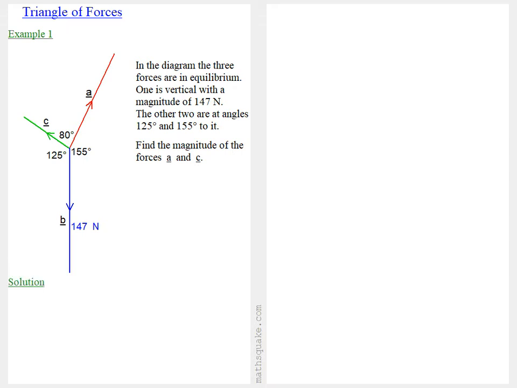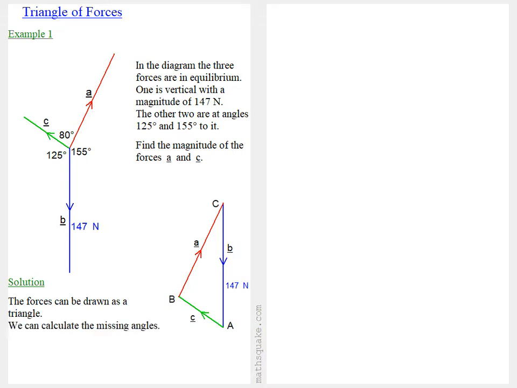Well, to solve this, we draw the forces as a triangle. First, we draw the side B vertically down with a length of 147. Then we draw C parallel to the original diagram, and finally we draw A joining the end of C to the beginning of B. Let's label the triangle ABC. We can now calculate the angles in the triangle.